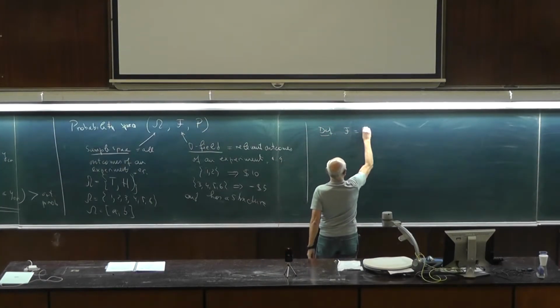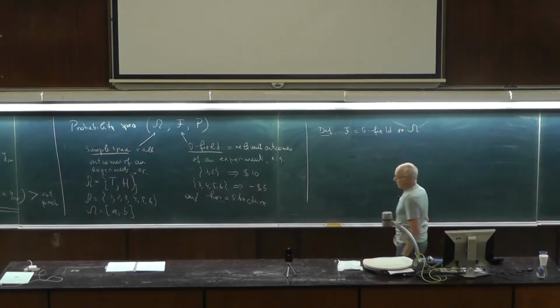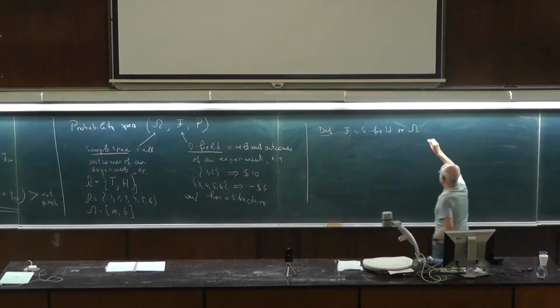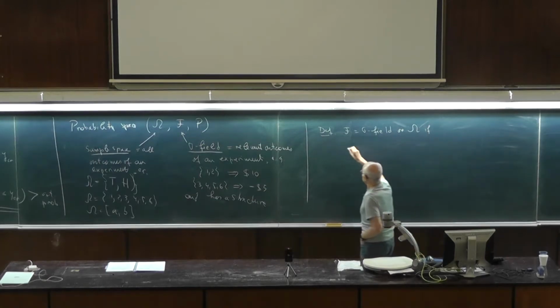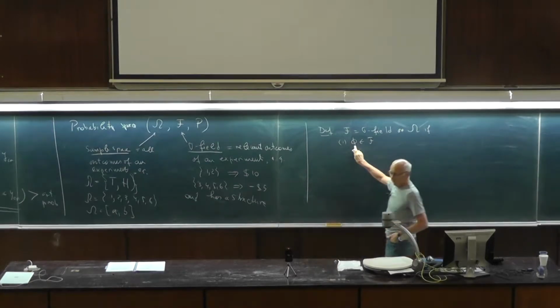So F is a sigma field on omega. And we know what omega is, right? It satisfies 3 conditions. The first is that it contains the empty set.